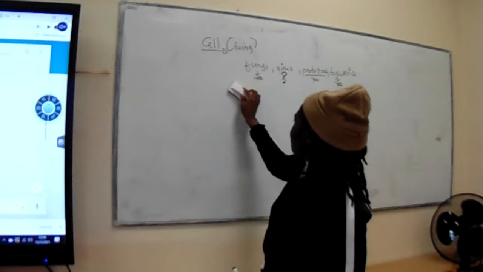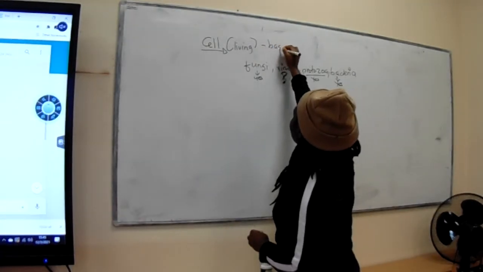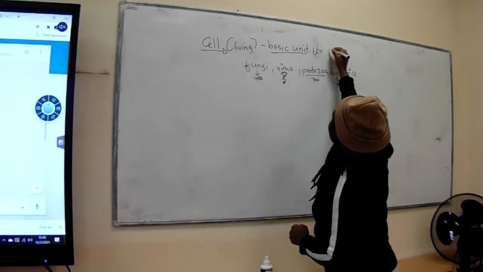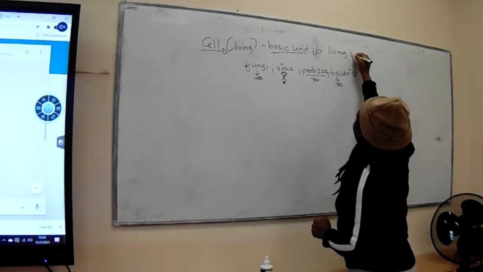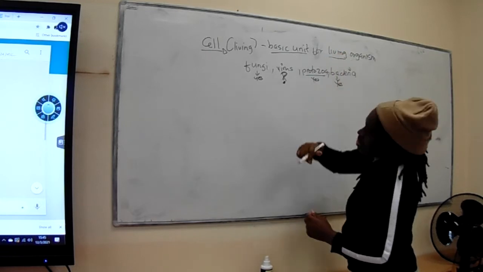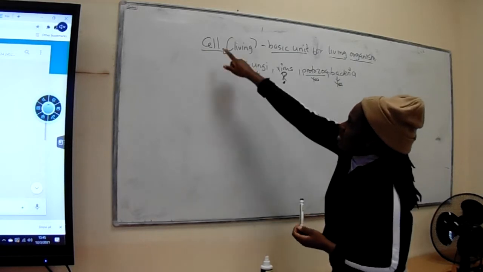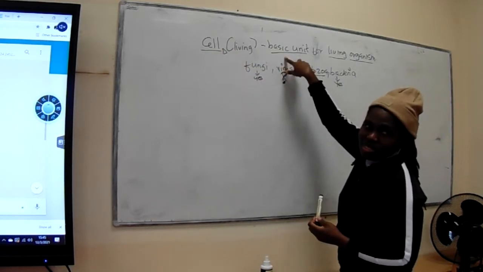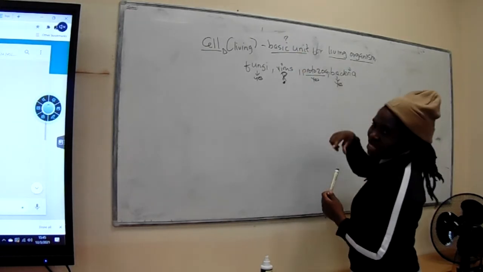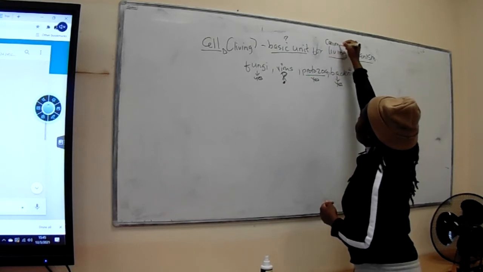So it's a basic unit of the living organism. So a cell: basic unit for living organisms. In other words, there are keywords that we are looking into. We have defined a cell as being a basic unit. We shall get to discover what we mean by basic unit. Then the next keyword that we have is living. In other words, we are saying it's animate.